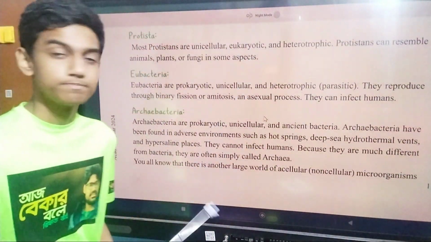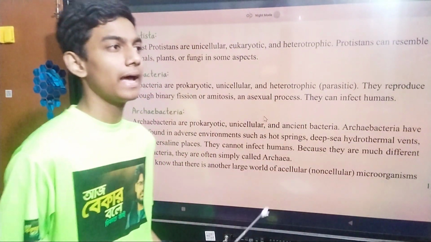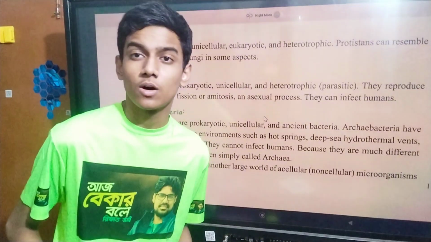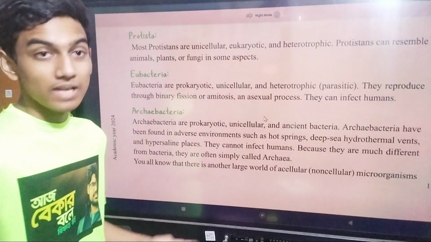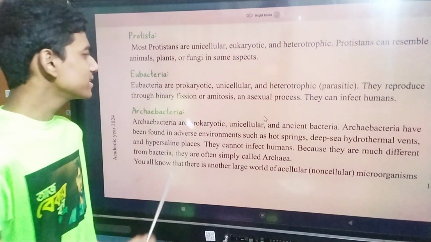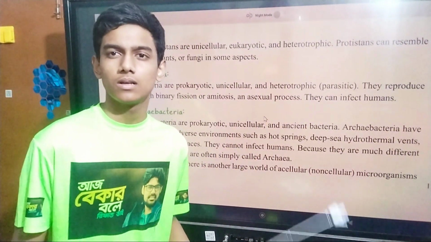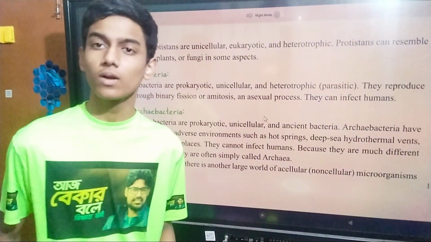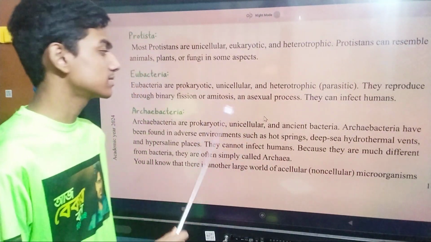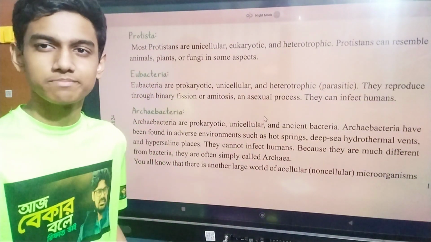Now, protista. Most protista are unicellular, eukaryotic, and heterotrophic. Protista can resemble animals, plants, or fungi in some aspects. Eubacteria. Eubacteria are prokaryotic, unicellular, and heterotrophic or parasitic organisms. They reproduce through binary fission or amitosis, an asexual process. They are part of Monera.